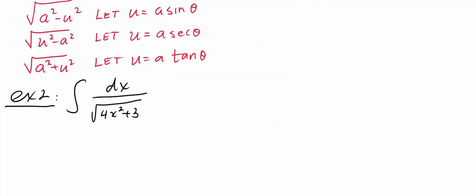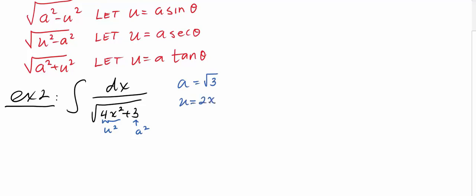Let's look at the next problem, which seems fairly innocuous. And if you look at the form, it's going to look a lot like the third radical that we have on our list. So let's identify the different pieces. Our u squared is the part with the variable, and our a squared is the part that's just constant. So in this situation, a is square root of 3, and u is 2x.